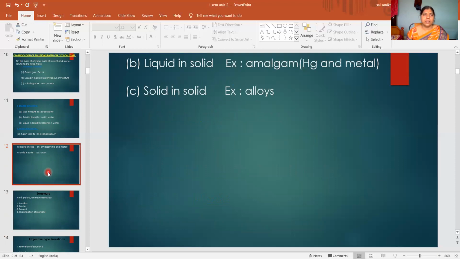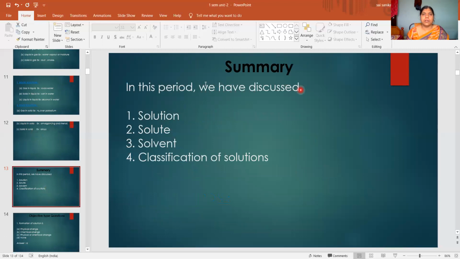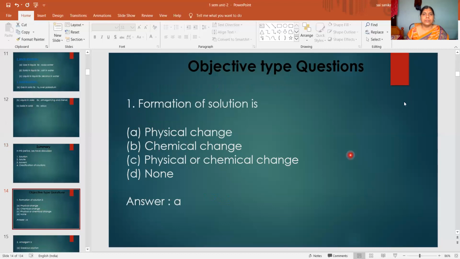Again these are three types: gas in solid, example hydrogen over palladium; liquid in solid, amalgam; solid in solid, alloys. Next, summary. In this period we have discussed what is solution, what is solute, what is solvent, and classification of solutions. So we have discussed these four topics. Next come to objective type questions. What type of questions you will expect in your entrance exam? We'll see some of the questions.